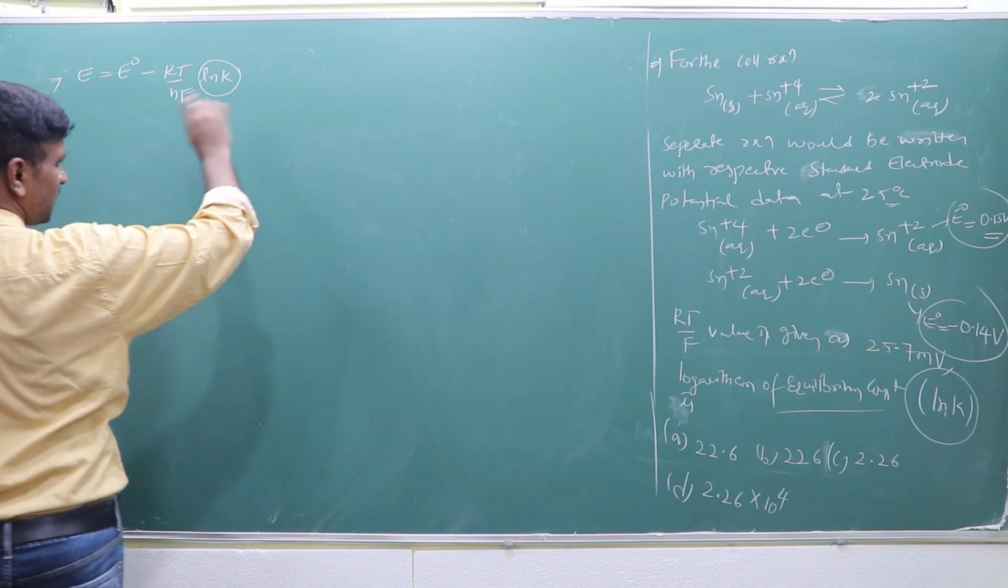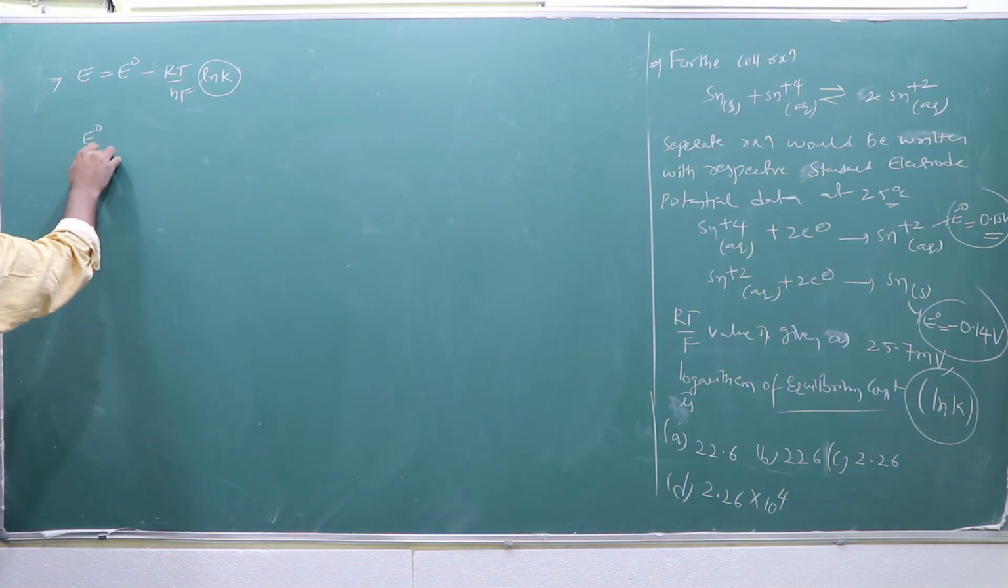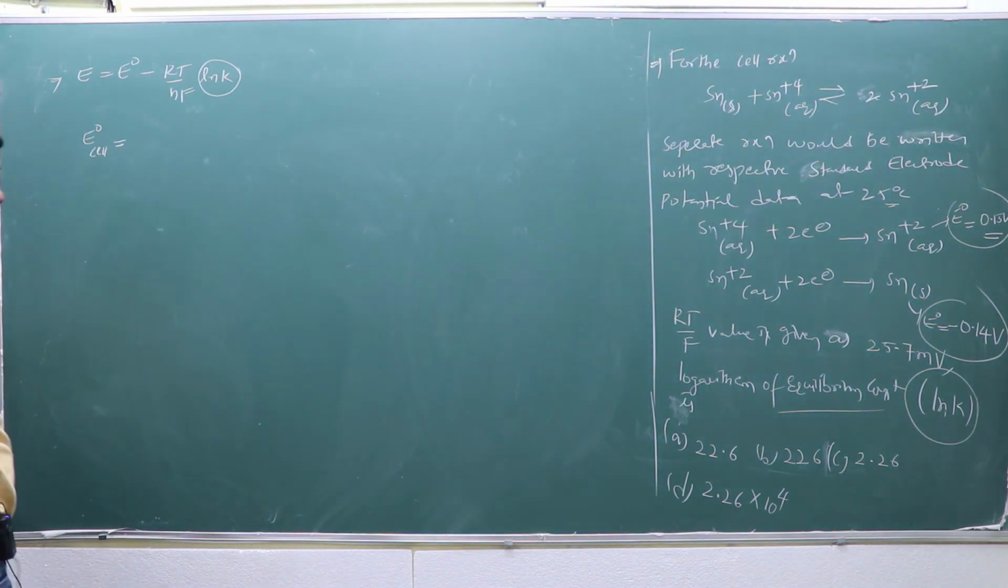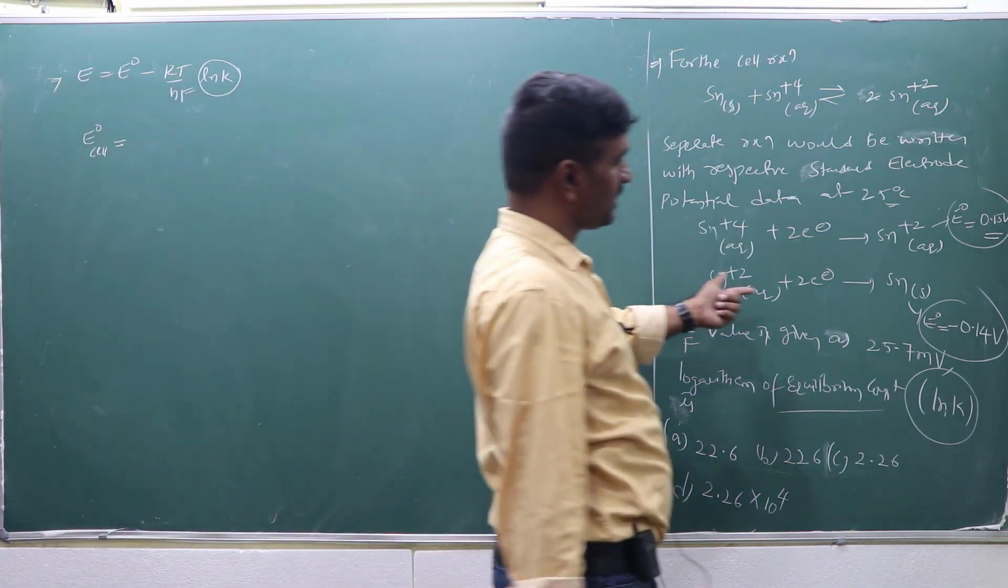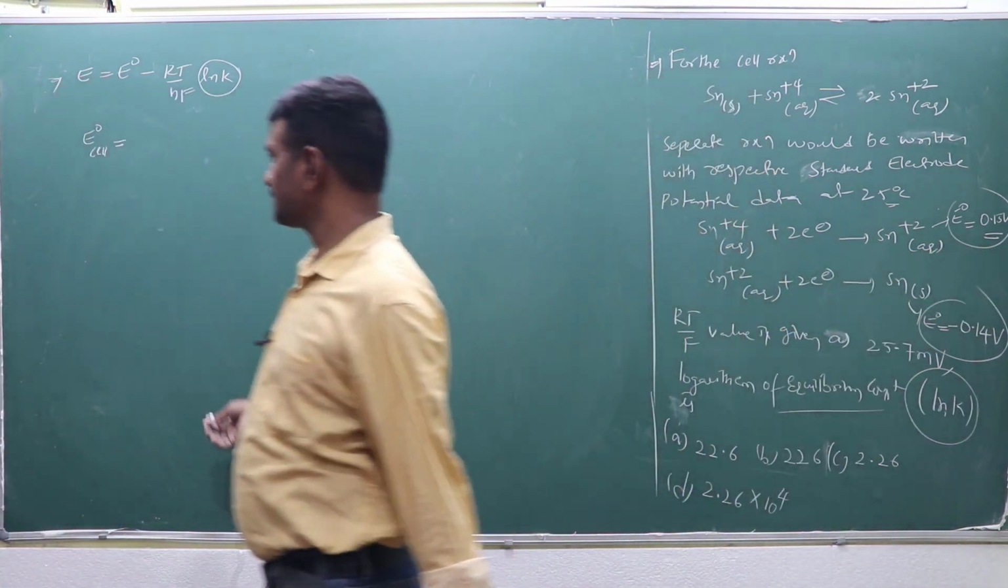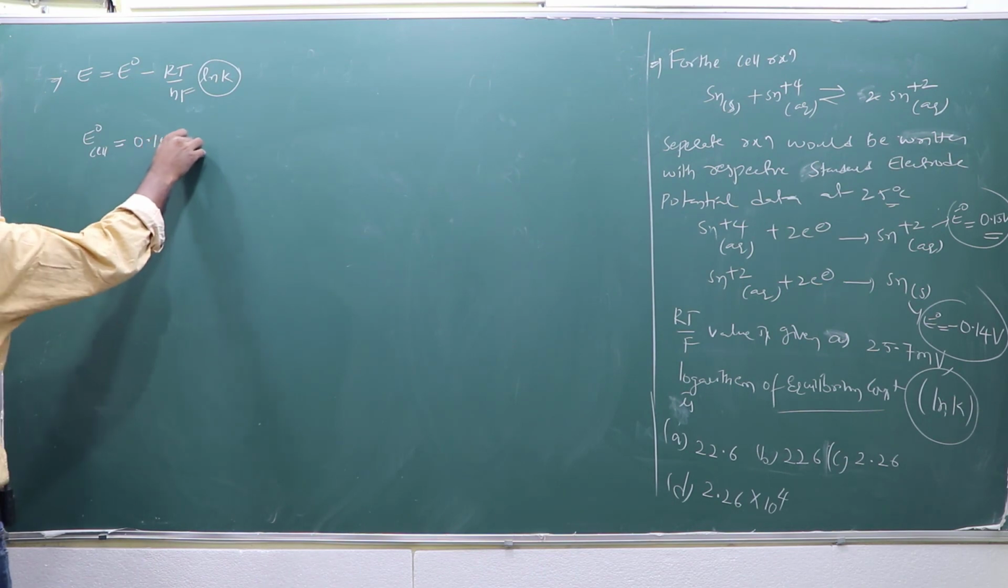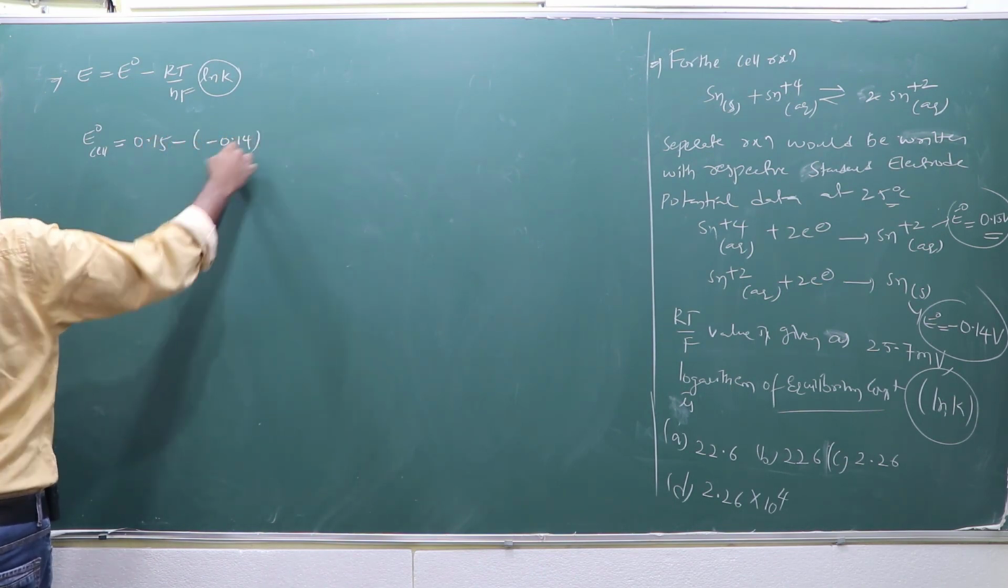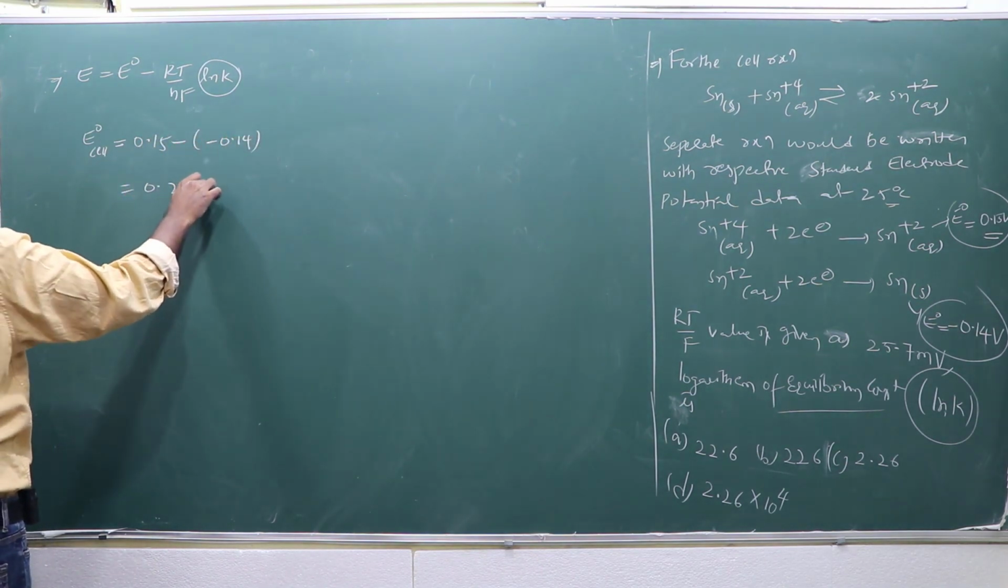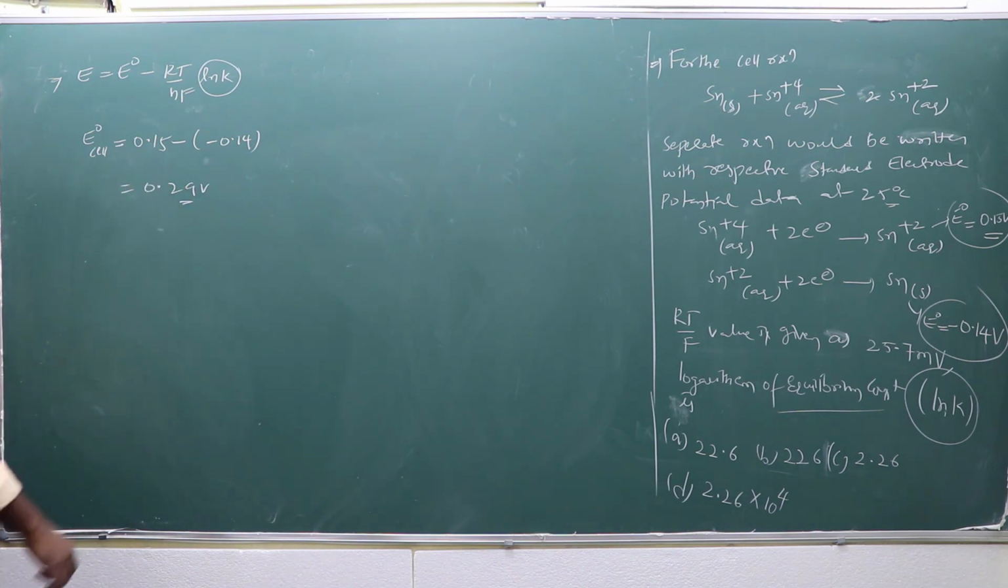Both reduction potential values are mentioned. So E0 cell is equal to higher reduction potential minus lower reduction potential. Higher reduction potential is 0.15, minus the lower reduction potential, 0.14? How much is this? 0.29 volts.